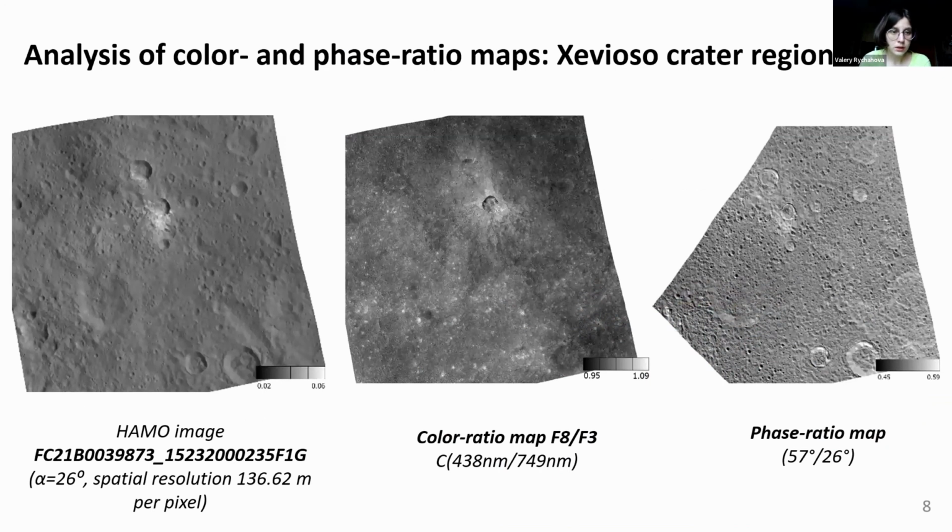So here we can see an example of the images that we derived. It's very important to compare the apparent albedo image, color ratio map, and phase ratio map to see the whole information and to characterize the researched region in different terms. And this is an example: Haulani crater, as we saw on the previous slide, a crater on the Ceres surface. Please, next.